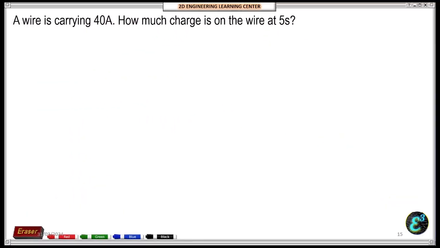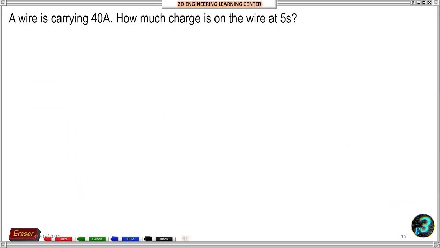Okay? So we have this sample problem. A wire is carrying 40 amperes. How much charge is on the wire? Okay. Solution.